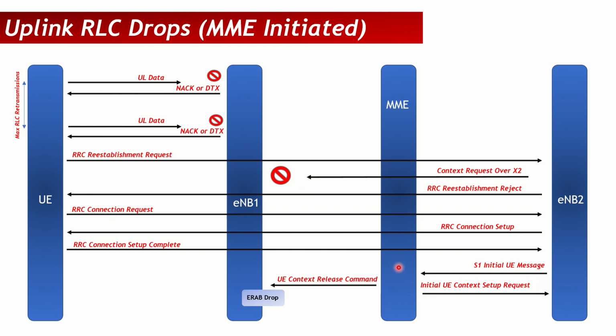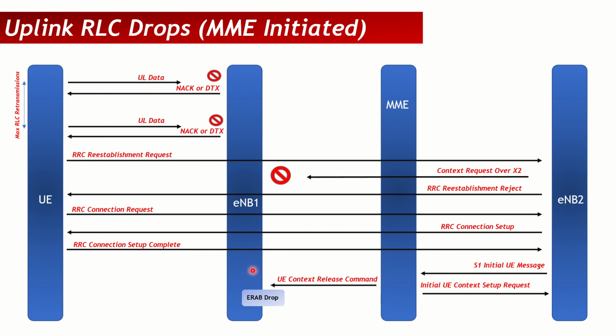So what it will do, the MME will then send a UE context release command to the eNode B1, indicating that you need to release this UE. And the eNode B1 will think that because the MME sent me this command, and eNode B1 is not even aware that the UE had gone into radio link failure in uplink, this was an MME initiated drop and nothing to do with radio.